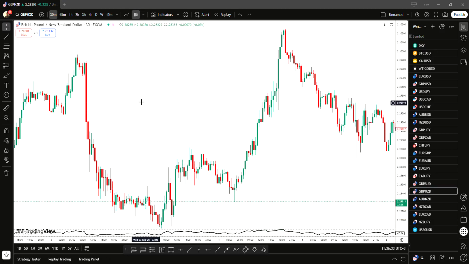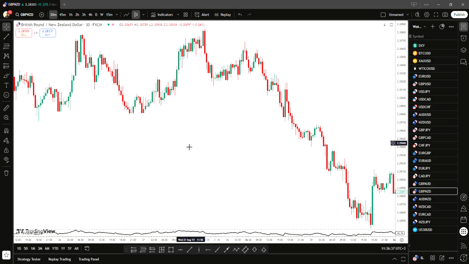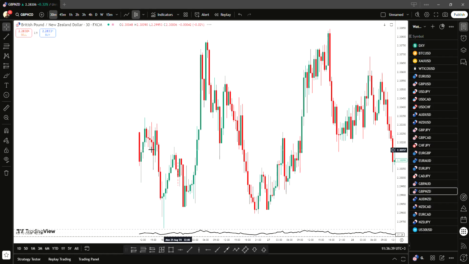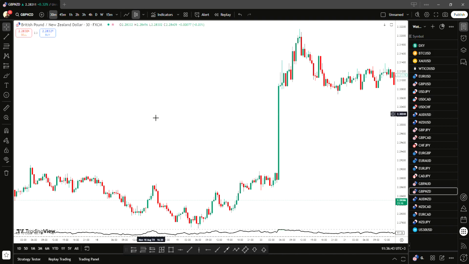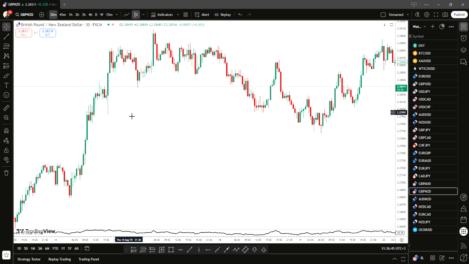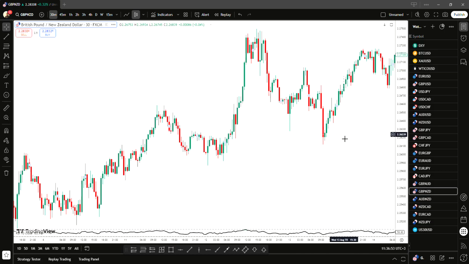So this is the 30 minutes time frame, and this is mainly for lower time frame traders. I'll be showing you one or two setups on different pairs. So I think I can start from where? Let me start from here.